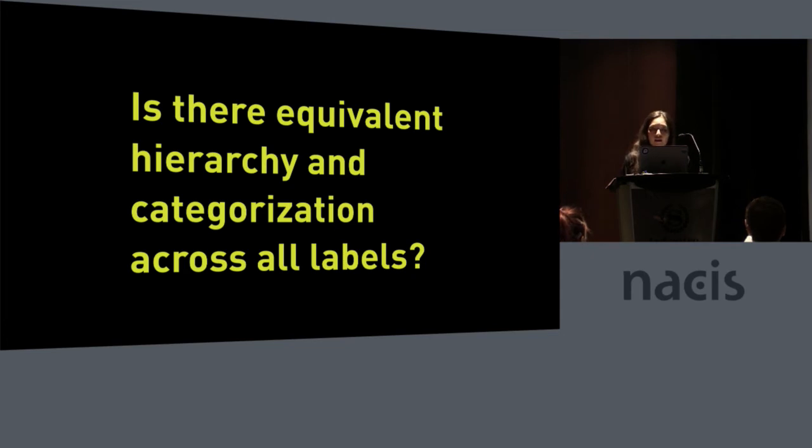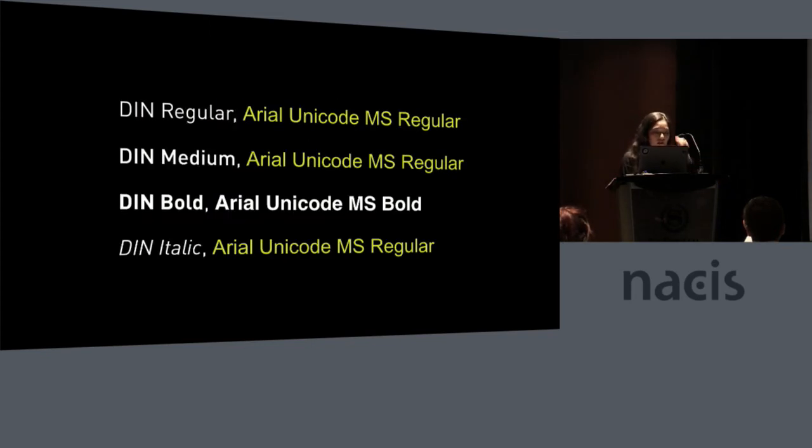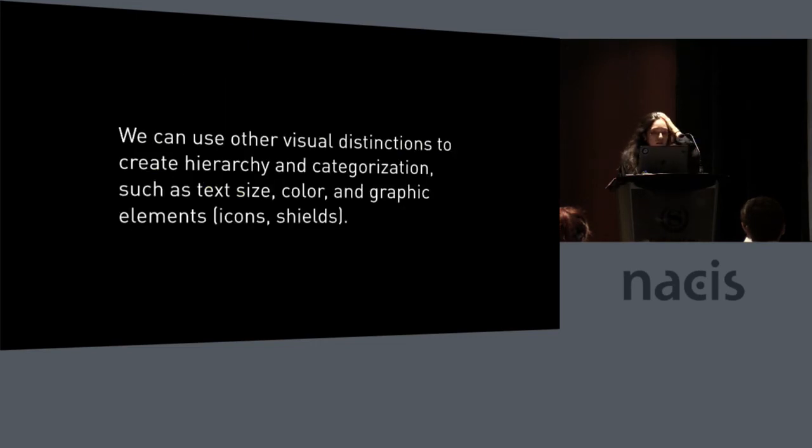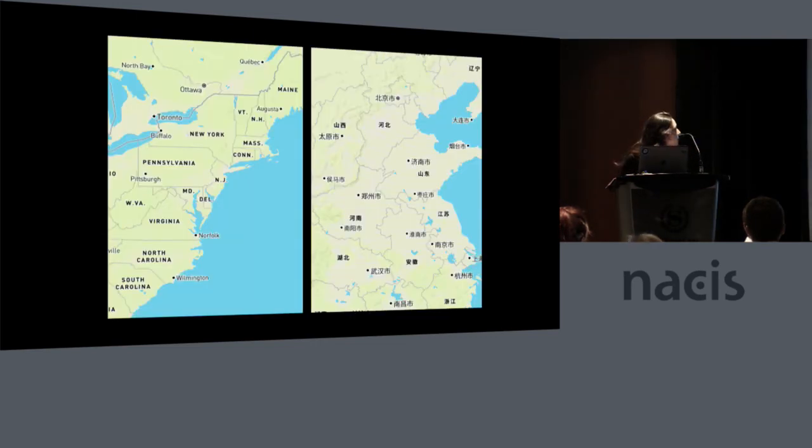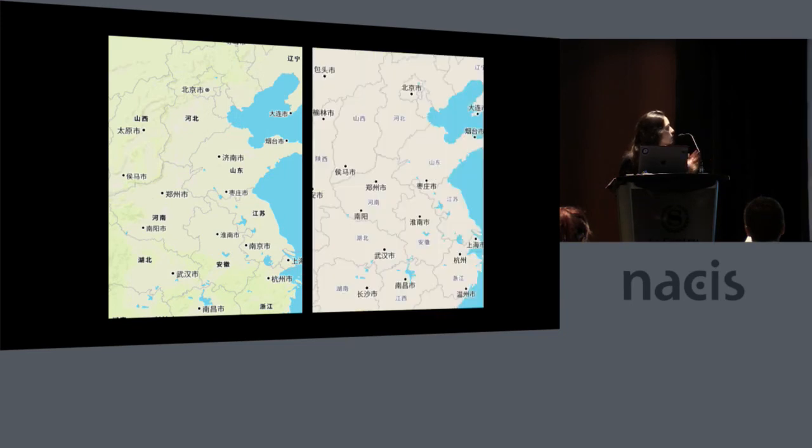And then, for time, I might skip over this last section, but when we're talking about equivalent hierarchy and categorization across all labels, we are talking about equally supporting all languages on a map, so not making English the priority. You can see here our English map styling applied to Chinese, and a lot of the hierarchy and categorization is lost. Here's a comparison with our Chinese base map, which has better hierarchy.